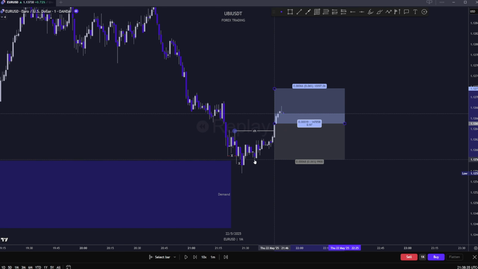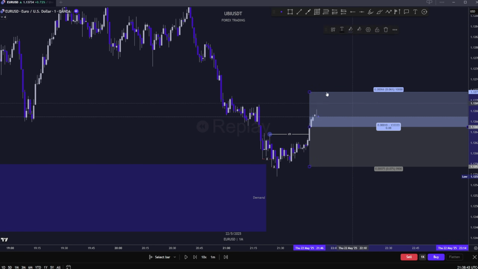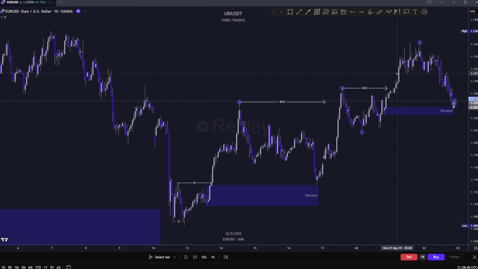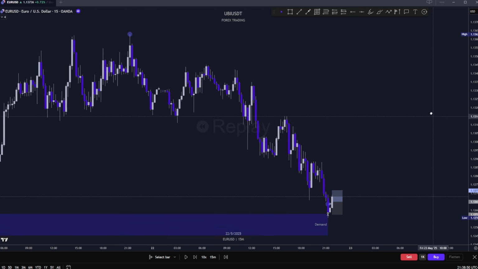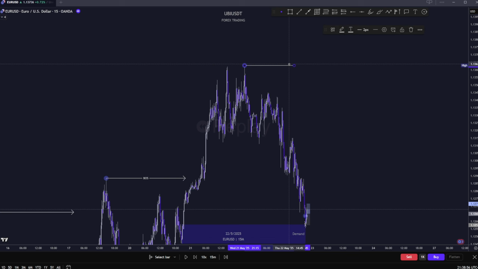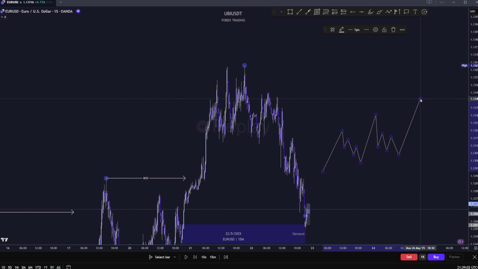You can set it here, but I am always giving some space, adding 1 pip maybe. So here, and now where is our take profit? For take profit, you can use 1 hour or 50 minutes. Okay, let's use 50 minutes. And what we can see, first of all, we have this higher high, and we know once we have a bullish trend, price is always taking out the higher highs. So what does it mean?